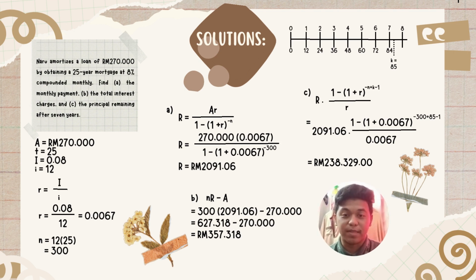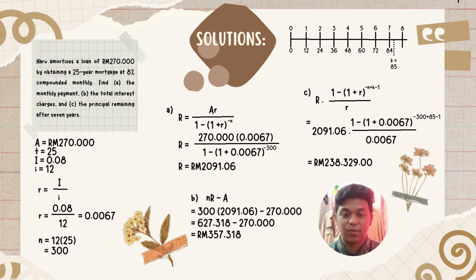We move to question B, which asks us for the total interest charges. For this question, we need to use the total interest paid formula, which is n multiplied by R minus A. So 300 multiplied by 2,091.06 ringgit minus 270,000 ringgit, and we get 357,380 ringgit as the answer.